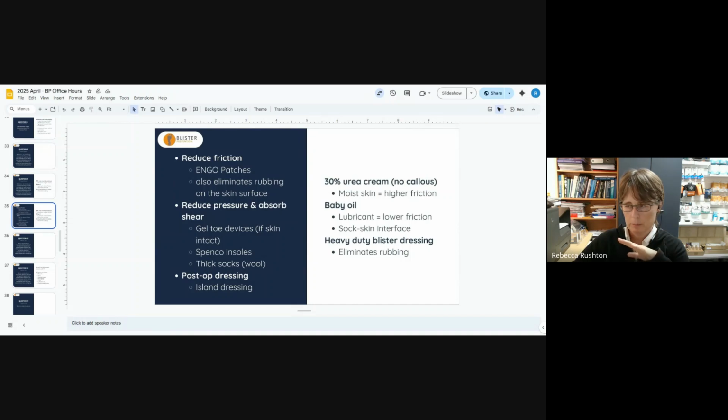If we're talking purely blisters, I'd be reducing the friction with ENGO patches so that I can eliminate any rubbing between the skin and the sock. If the lubricants are on for longer than 90 minutes or 2 hours and friction levels increase, that stands to worsen the blistering process because we've increased friction between the sock and the skin. To reduce pressure and absorb shear, I'd be going for Spenco insoles for plantar shear. I'd go for thick socks and I'd tend towards wool. And I'd maybe go for gel toe devices.